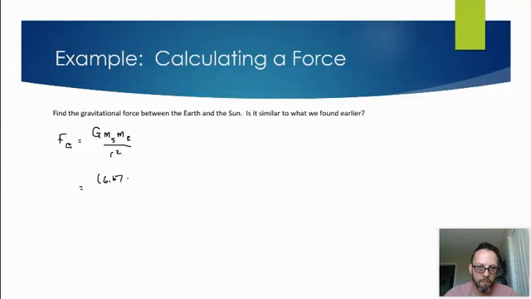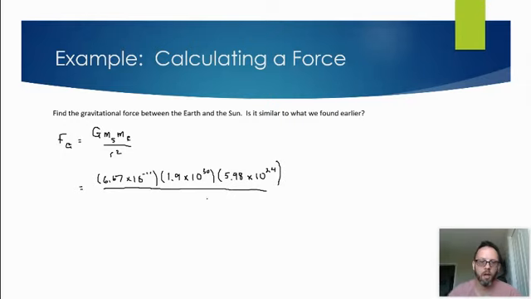So G is 6.67 times 10 to the negative 11. Mass of the Sun, 1.99 times 10 to the 30. Mass of the Earth, 5.98 times 10 to the 24. And the distance between the Earth and the Sun. This is the center-to-center separation. Why we say that is, you never need to think, do I need to subtract the radius of the Earth and the radius of the Sun? And you don't, because those two things are so small compared to how far apart they are. We're not going to consider it.